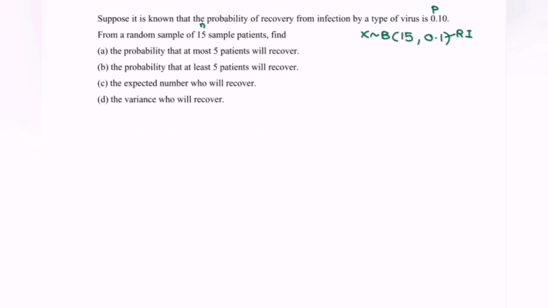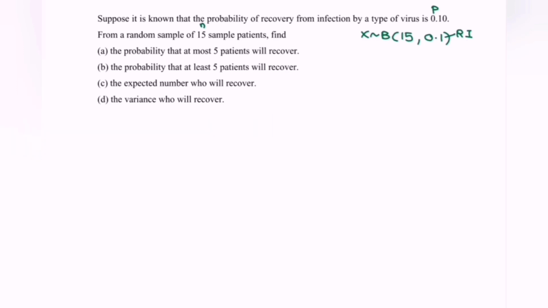B, the probability that at least 5 patients will recover. So in here, they mention at least 5, which means minimum 5. So we will have X greater than or equal to 5. Refer to the table, and we have 0.0127.